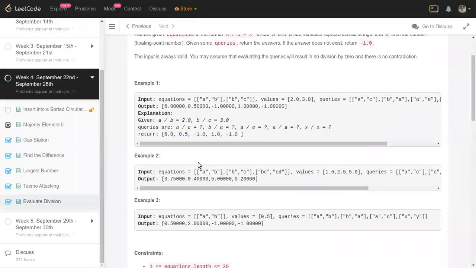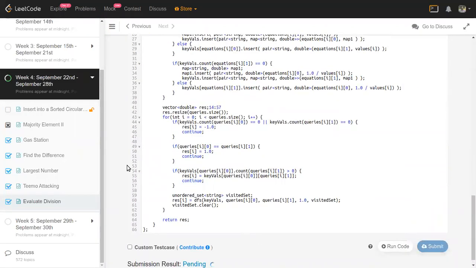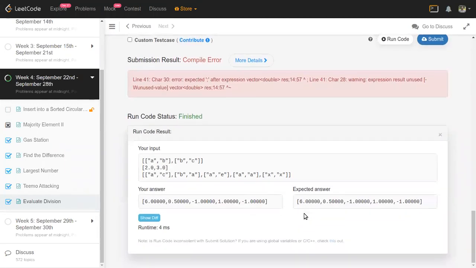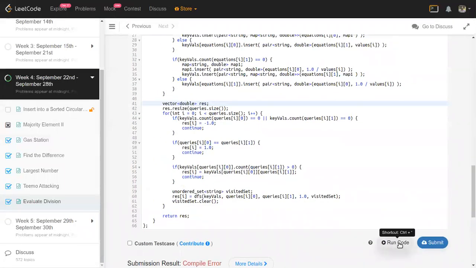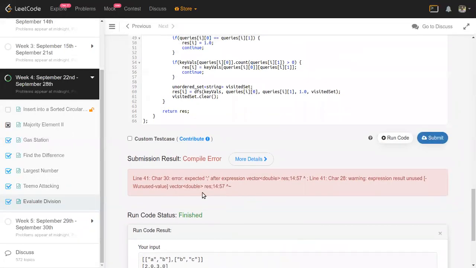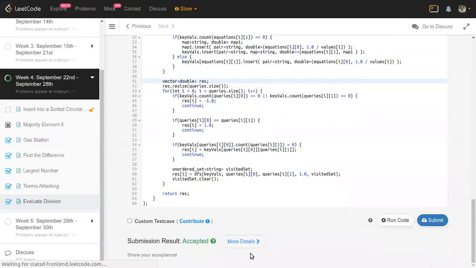Let me quickly submit this code and just show that it works nicely. Okay, I think I made some changes in some line while explaining. I don't know why I inserted something like this. Okay. Did it still work or not? Yeah, it is working now. This compilation error should have been gone. Let me submit that. Yeah, it is accepted.